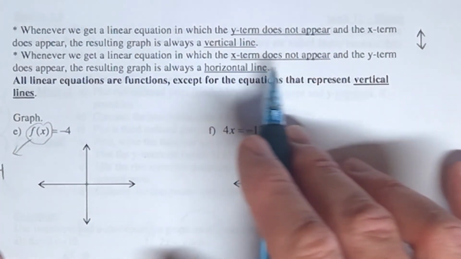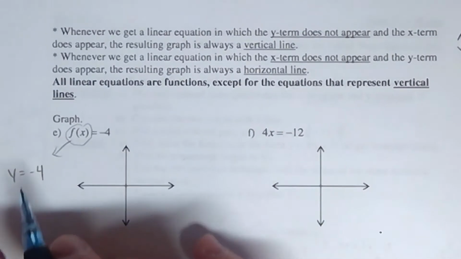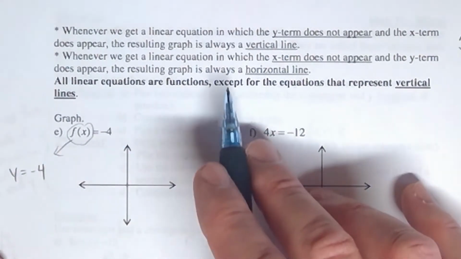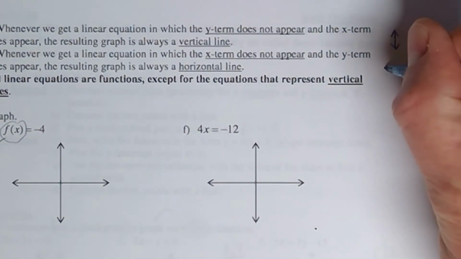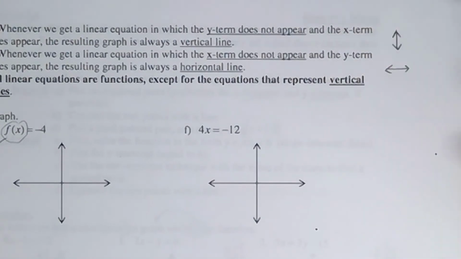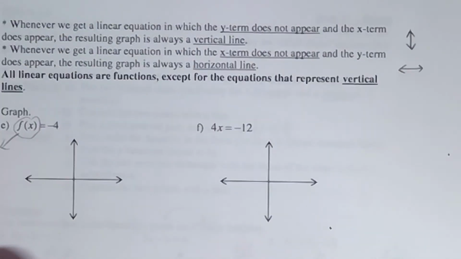Whenever you get a linear equation in which the x term is invisible and the y term does appear, like this one right here, you see the y but you don't see the x, that resulting graph is always a horizontal line. Horizontal lines are the ones that go straight across, like a number line does. We've seen some number lines already this semester. They don't go up or down at all.